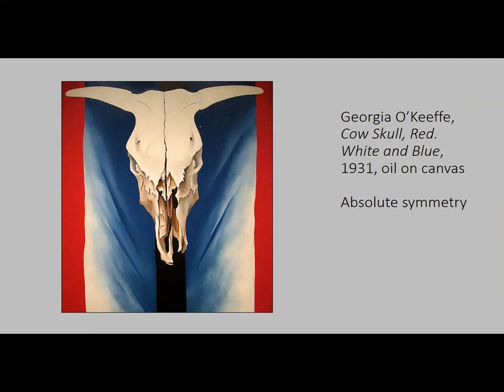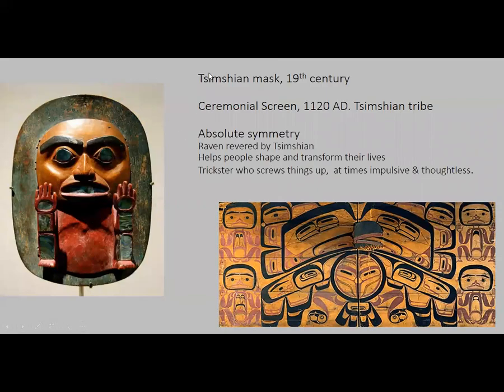Like on either side of it, there's almost an equal amount of blue on this left side and an equal amount of blue on the right side. This black bar is directly down the middle. There's almost an equal amount of red on the left and right sides. That's absolute symmetry. I am going to pronounce this wrong, but I believe it is the Tsimshian mask. These are North American Pacific Native American tribes. So a lot of the Tsimshian artwork uses absolute symmetry.